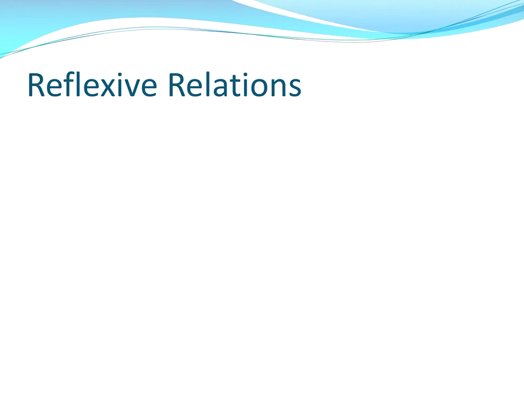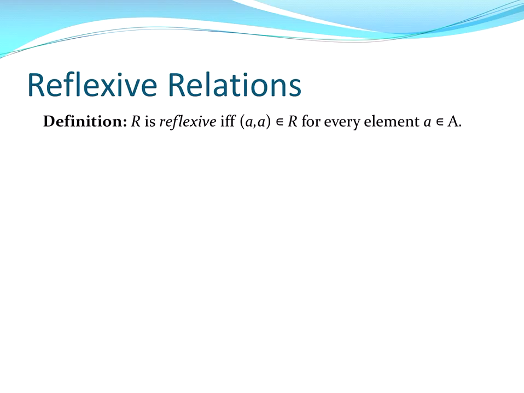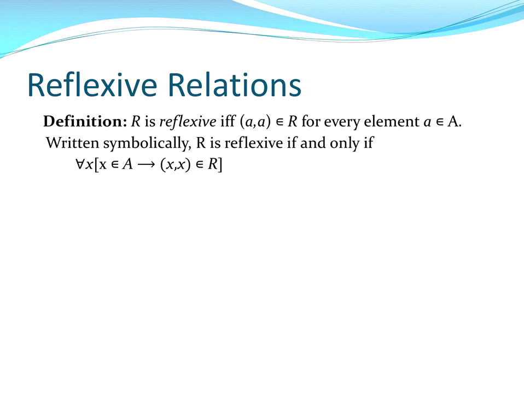The first property is called the reflexive property. If R is a relation on A, that is from A to A, we say that it's reflexive if and only if (a, a) is an element of R for every element a in the set A. We can represent this symbolically: for every x an element of A implies (x, x) is an element of the relation.